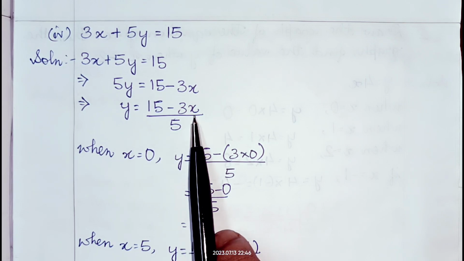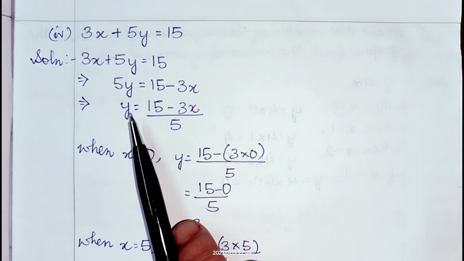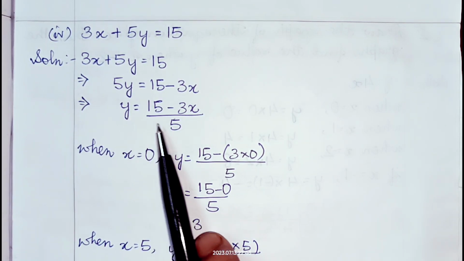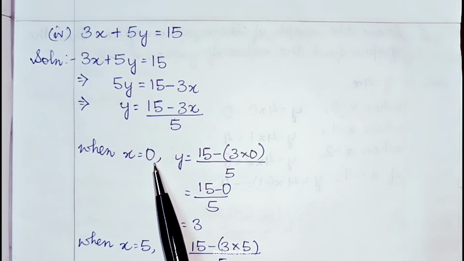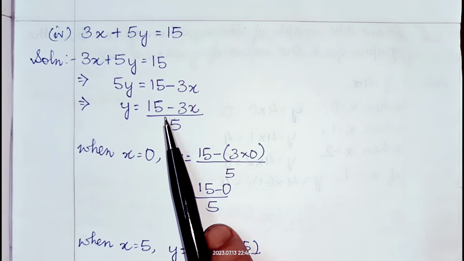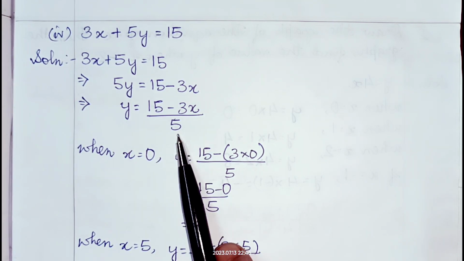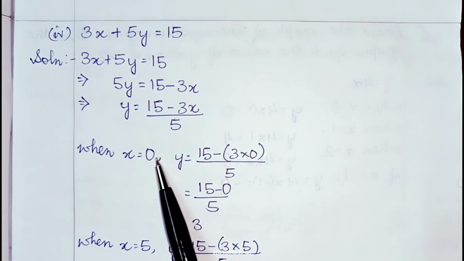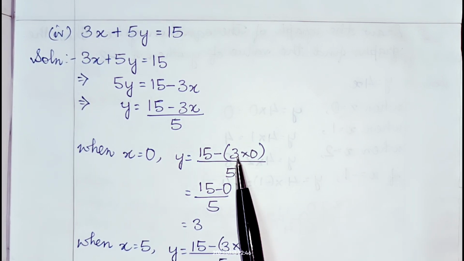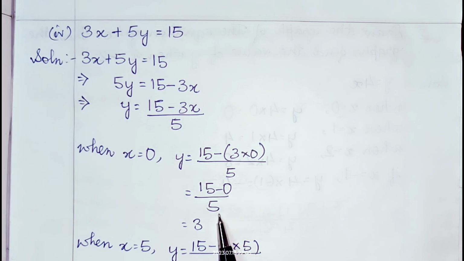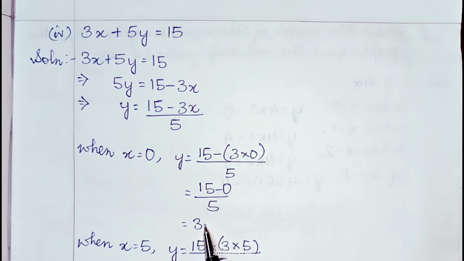Now we have to take different values of x and find the corresponding values of y. Initially we are taking x = 0. If you take x = 0, then y = (15 - 3 × 0)/5. We are replacing x by 0. 3 into 0 is 0, so it will be (15 - 0)/5, which is 15/5, and 15/5 is 3. So we got the first point (0, 3).